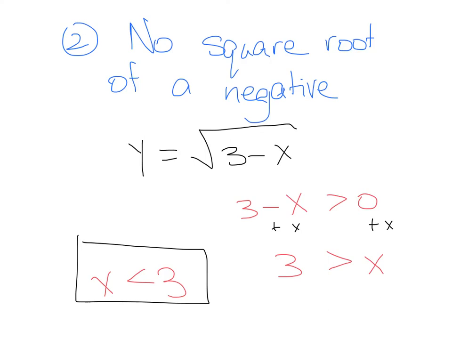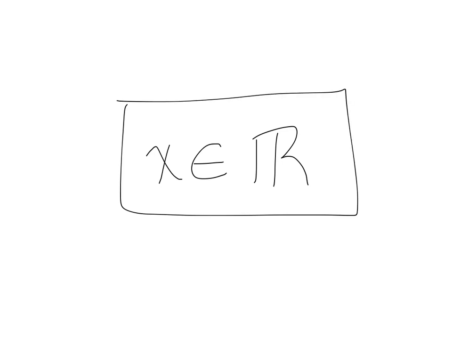So I just have to say, other than that, if you don't have a square root sign in your equation and you don't have a denominator in your equation, then it's safe to say that everything else is fair game, and your domain in that case will be, I'll write this on the next slide, x is all real numbers. So if x can be anything, if there are no other limitations, we just write that x is all real numbers.